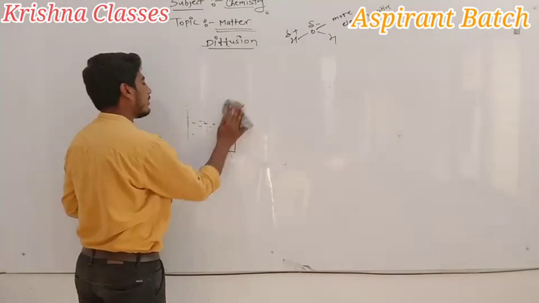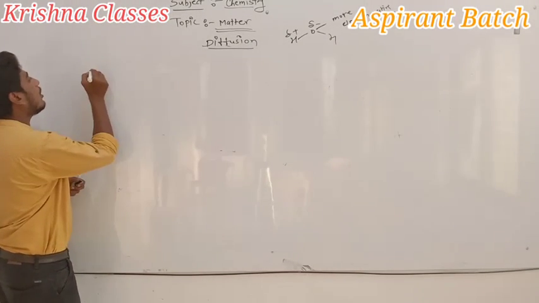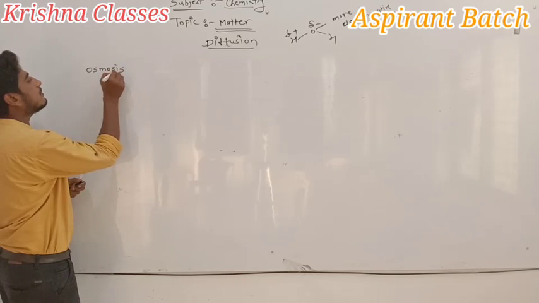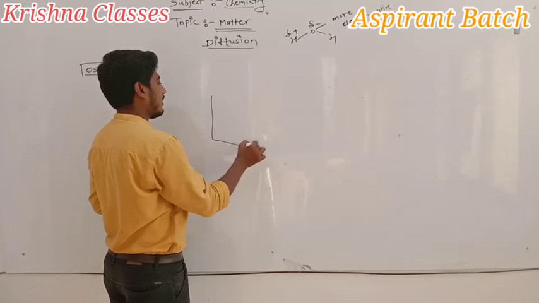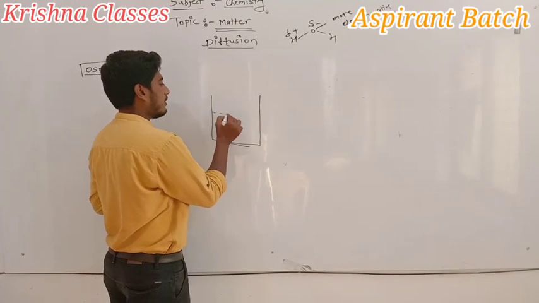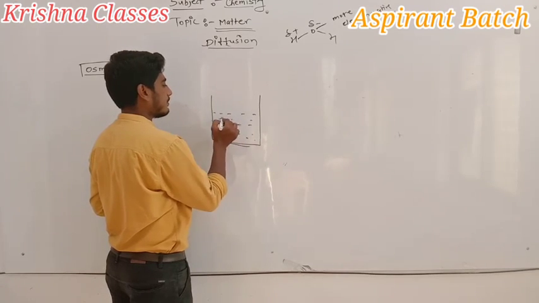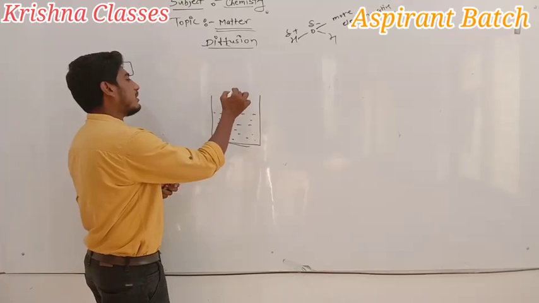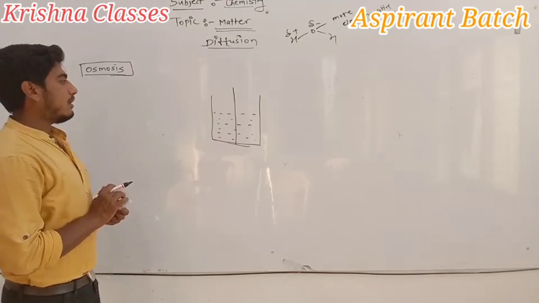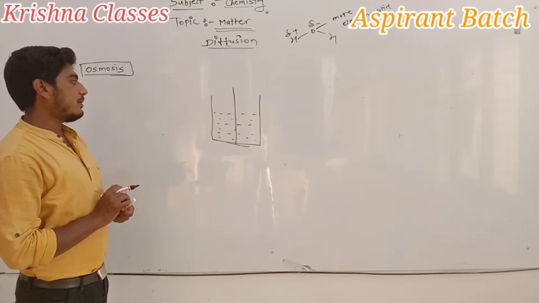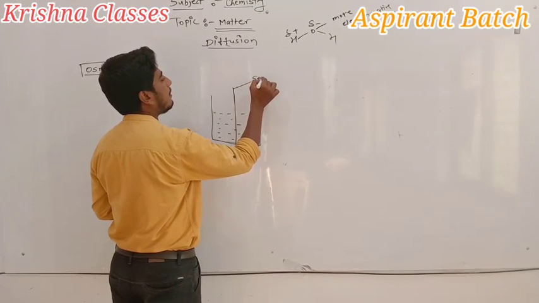Let us understand the second process, which is osmosis. Let us have a beaker here containing water. Here the water concentration is present. Then we place a semi-permeable membrane in between the two compartments. That is, the water beaker is divided into two compartments by using a semi-permeable membrane.